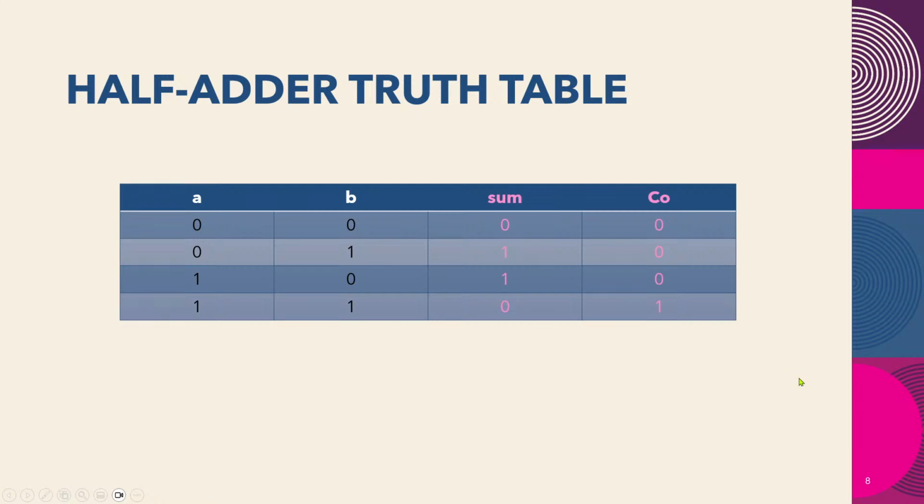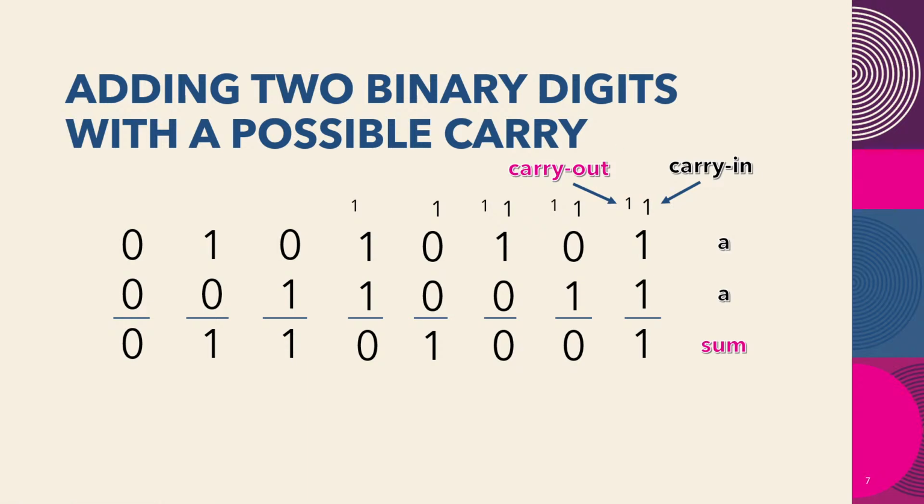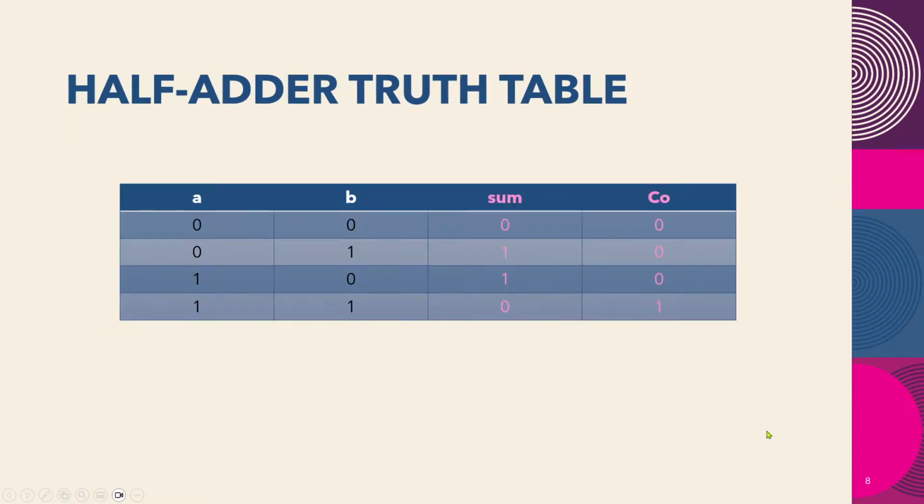Now, if you think, let me go back here. If you think that looks like a truth table, the reason for that is that it is a truth table. It's just not presented as cleanly as a truth table that we would format like this. Here is the half adder truth table. Let's look at it for a moment and think about it.